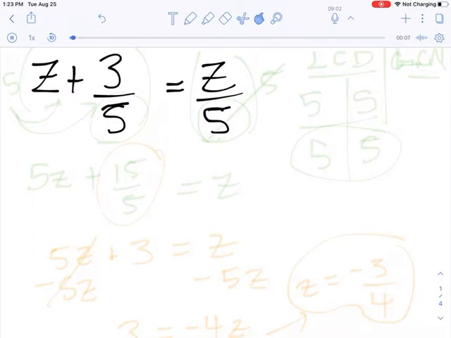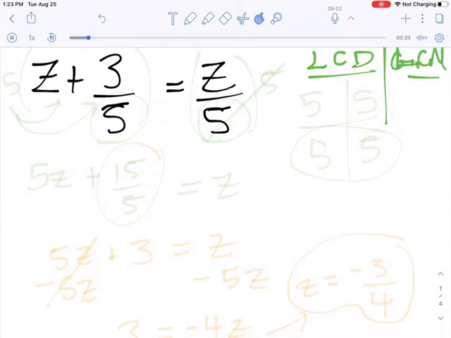We are clearing fractions today in order to solve for our variable. In this case, our variable is going to be z. So in order to clear fractions, we need to find what's called the least common denominator, or LCD. You may have heard of it as the LCM as well, which is the least common multiple.